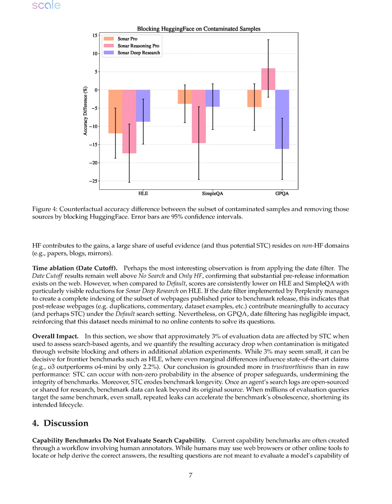Section Summary. In this section, we analyze the impact of contaminated datasets on model accuracy, finding significant accuracy drops for certain agents when using contaminated samples compared to uncontaminated ones. We also conduct experiments to isolate the effects of specific sources, revealing that while Hugging Face contamination affects performance, a substantial amount of useful evidence comes from non-Hugging Face domains.